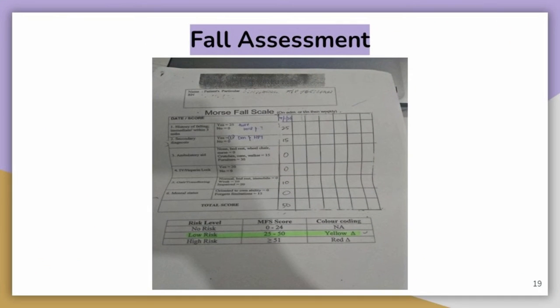So here is the result for the patient's fall assessment. We are using the Morse Fall Scale to assess his fall risk. From the above Morse Fall Scale, the score is 50, which indicates low risk of fall. So a yellow triangle sign has to be displayed at the patient's bedside to alert the medical staff.